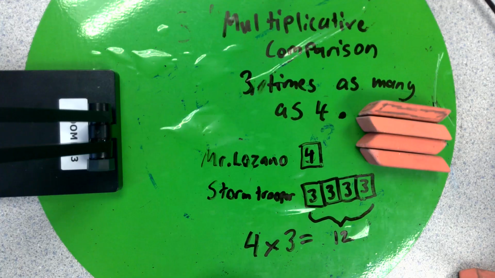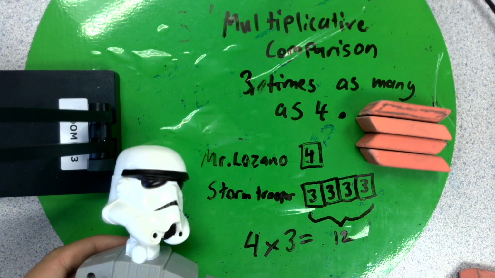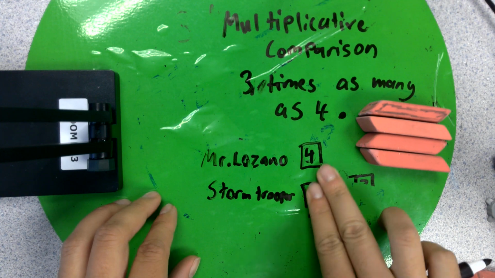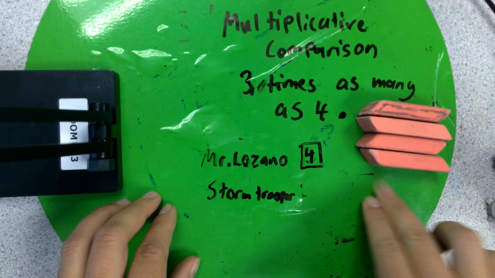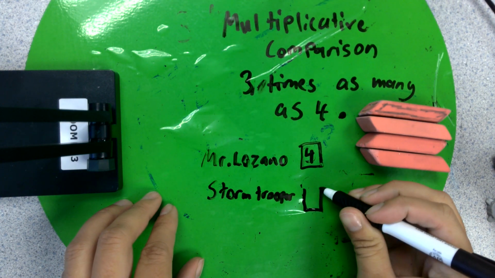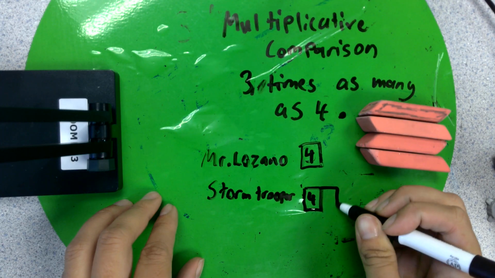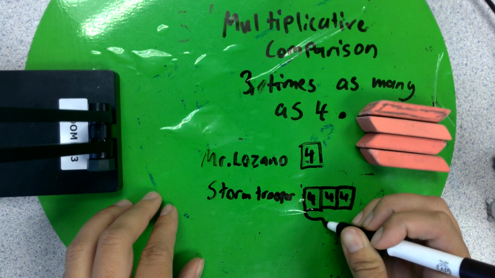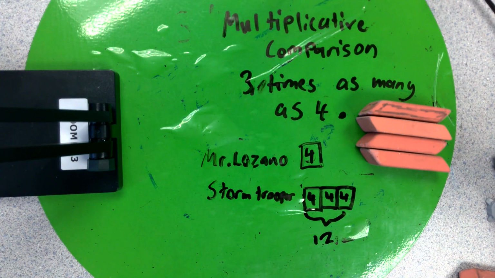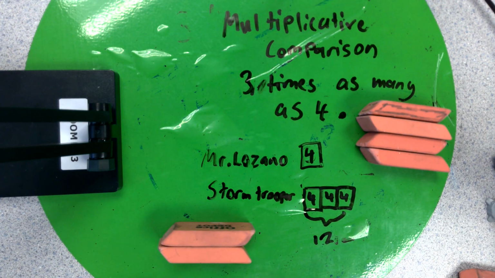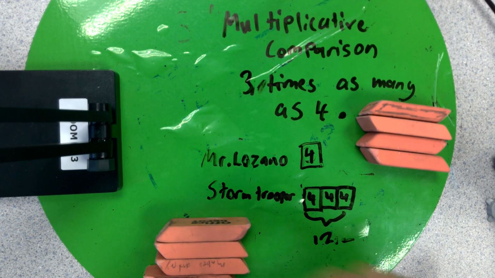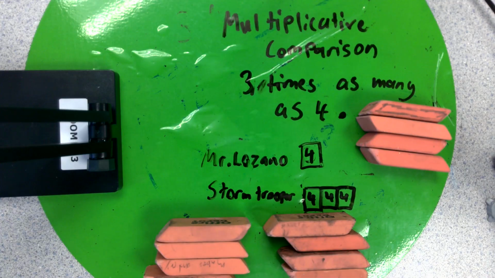So if our stormtrooper now has 3 times as many as 4 erasers as Mr. Lozano, we're going to have to change it to repeat 4, and we're repeating that 4 three times. So yes, our product's going to be the same, which is 12. And if we get how many erasers I have, and let's get our stormtrooper's erasers, he's going to have a group of 4, and we're going to repeat it 3 times, because that's what our comparison statement says. He will have 12.